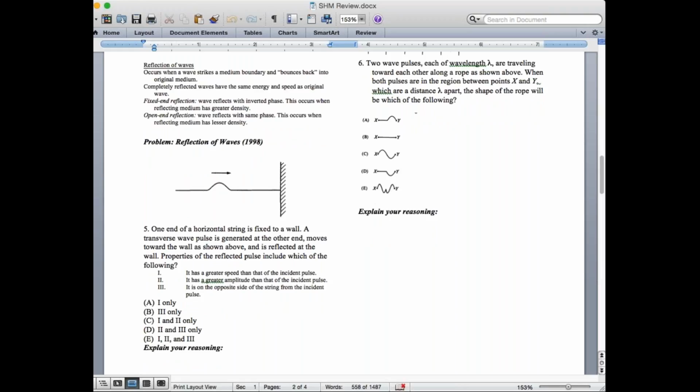One, it has a greater speed than the incident pulse. Incident means the thing coming in. Two, it has a greater amplitude than the incident pulse. Three, it is on the opposite side. We should agree that the speed should not change. It's not going to a different medium. The amplitude should not change. We're not making it wiggle more. But it should get reflected, so yes, it is indeed just that last option, 3. The amplitude should not be affected. Ultimately, the correct answer here is B, 3 only. It's going to reflect on the opposite side.